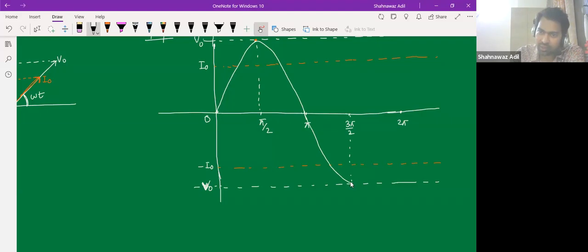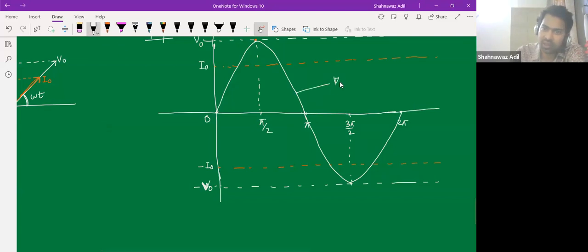And at 2 pi, it is 0. This is the graph of sine, right? That we have already understood, right? And then we have to draw the same graph.